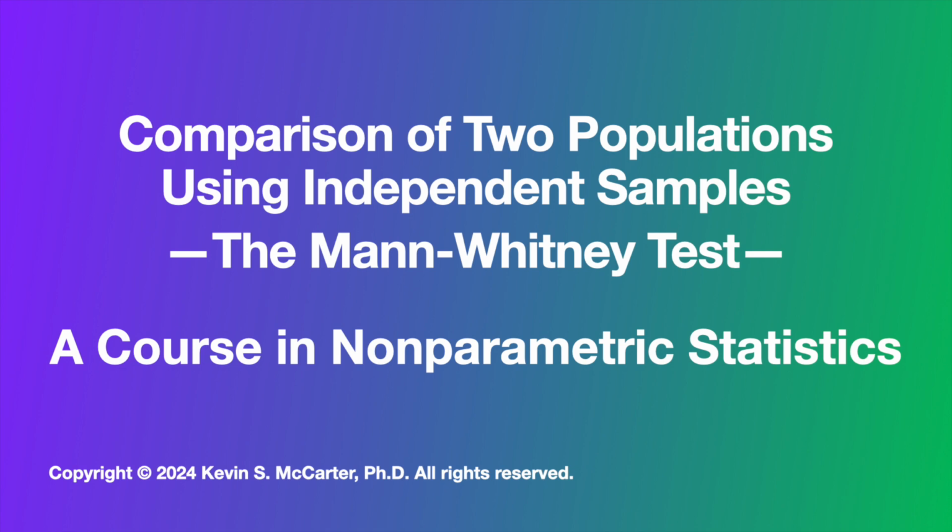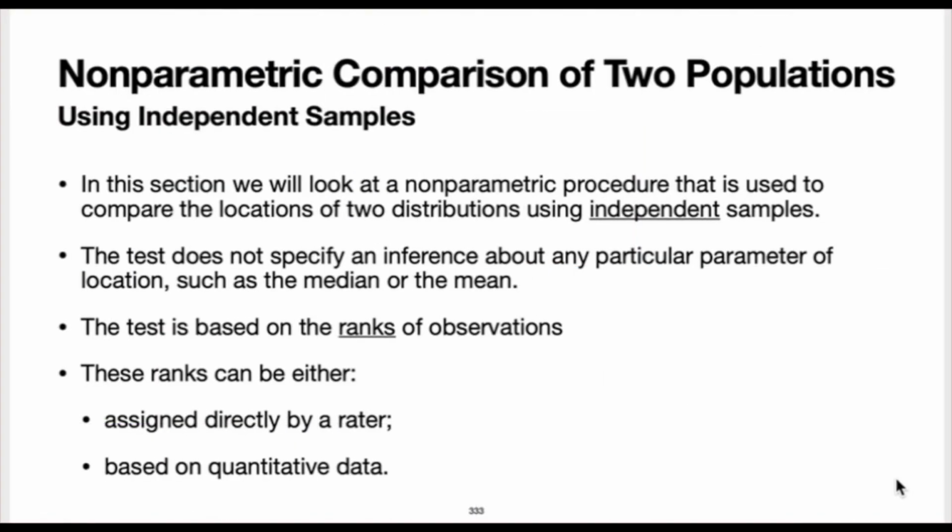Alright, now in this section we're going to be looking at a non-parametric procedure that is used to compare the locations of two distributions using independent samples. If you think back to the last module that we just got finished with, we looked at a procedure for comparing two populations using dependent or paired samples. But in this module, we're going to be looking at situations where the samples from different populations are independent.